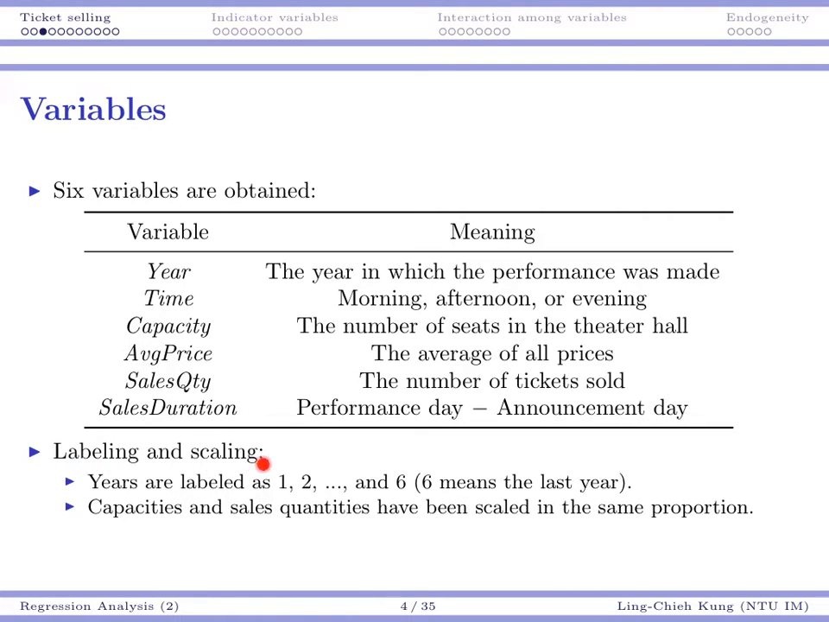We did some labeling and scaling. Years are labeled as 1, 2, 3, 4, 5, 6. Even though today it is 2015, we don't label years as 2012 or 2014. We label them as 1, 2, 3, 4, 5, 6 because this is just for educational purposes. And 1 means the first year, 6 means the last year. Capacities and sales quantities have been scaled in the same proportion. So later you will see numbers mostly around 200. That does not mean the capacity and the tickets sold are just 200. They have been scaled in the same proportion. Okay?